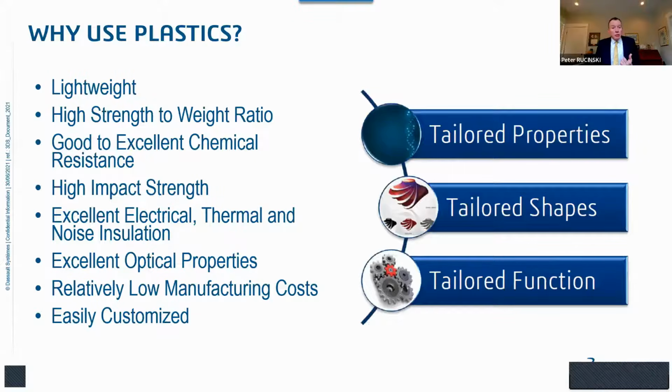They're very lightweight materials. They have generally very high strength to weight ratios. Certain types of plastics have outstanding chemical resistance. I mean, there's certain kinds of applications in the world that just simply would not be possible without the chemical resistance of plastics materials. Plastics can have very high impact strength. They can be modified with rubber to achieve even higher impact strength. They are excellent insulators, in terms of electrical, thermal, and noise. Certain plastics have excellent optical properties.